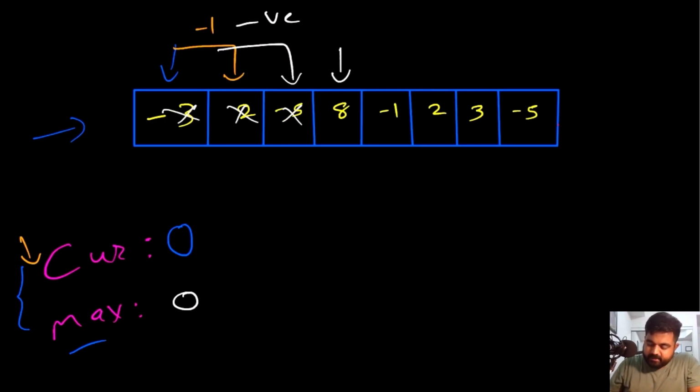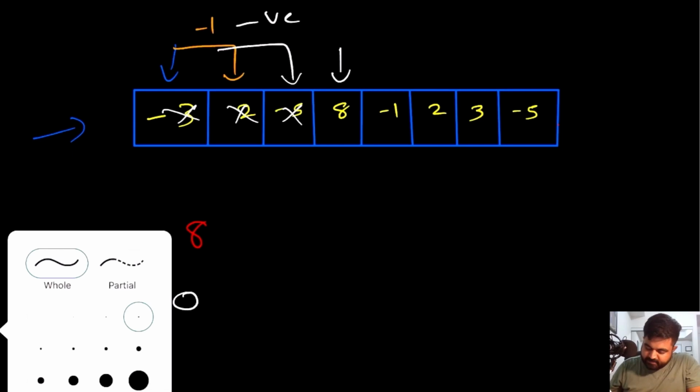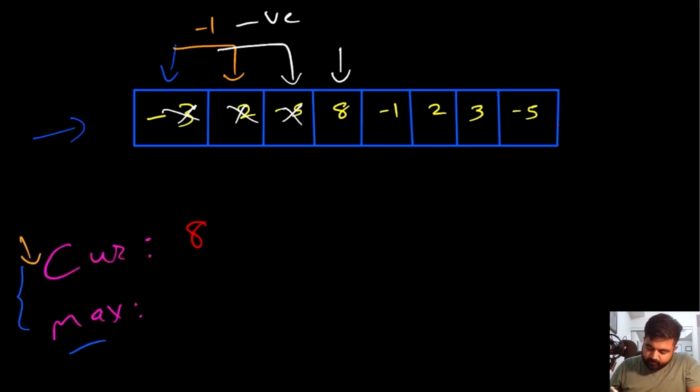Now this value is positive, so the current sum we have is going to be 8, which means we will have to update the maximum sum we have found so far to be the value 8 as well. Now again we add the sum of these two values, so 8 plus -1 becomes 7, which is less than the maximum value we have found so far, so we don't need to update the max variable.